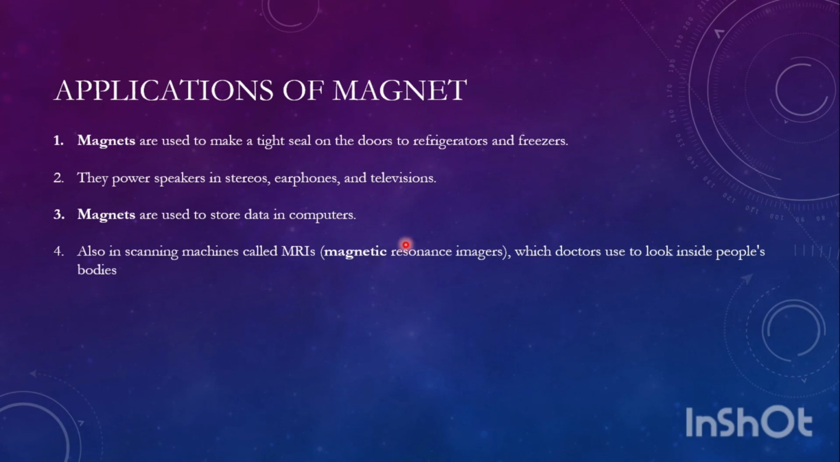Applications of magnets. Magnets are used to make tight seals on the doors of refrigerators and freezers. They are used in speakers, stereos, earphones and television. Magnets are used to store data in computers, and also in scanning machines called MRI, in which doctors look inside people's bodies. That seems creepy now.